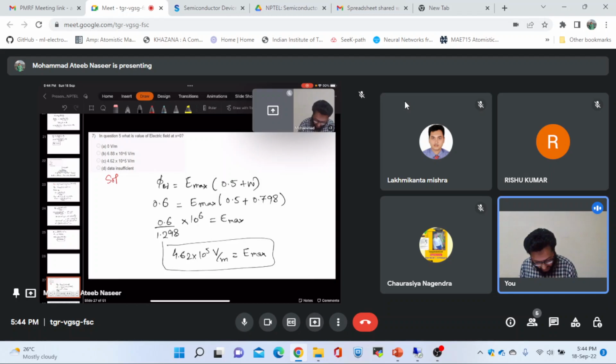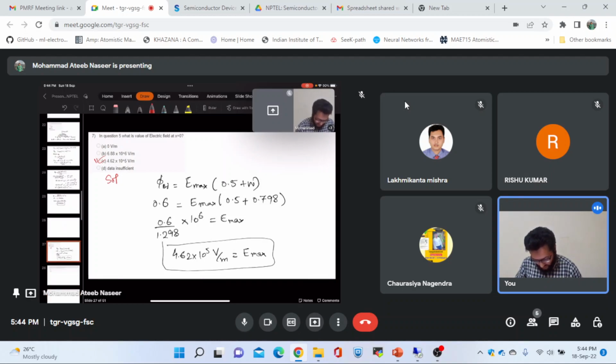I thought that there is no option, but I think yes, option C is matching absolutely. So we will go with option C. Option C will be the correct one to go with.